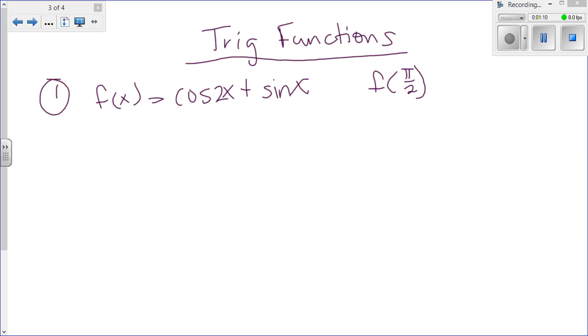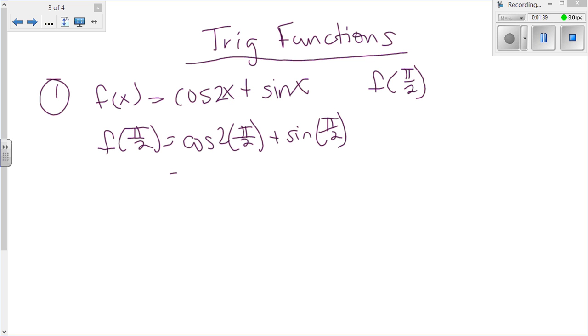And you can flip the order of 1 and 2. I personally think it's easiest to substitute in and then convert to degrees after the fact. So to substitute in, I'm just going to put pi over 2 in place of x. Here my 2's cancel out, so I just have the cosine of pi plus the sine of pi over 2.